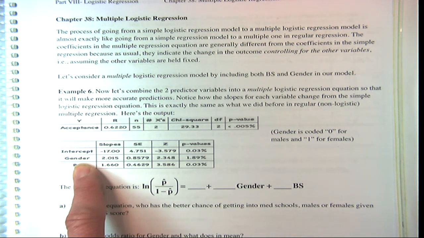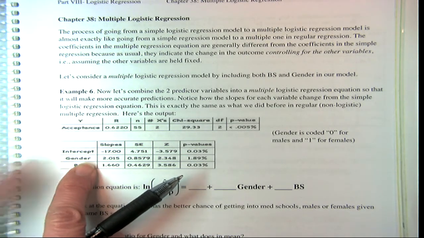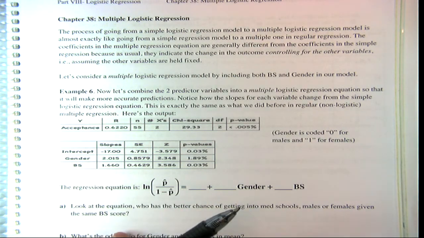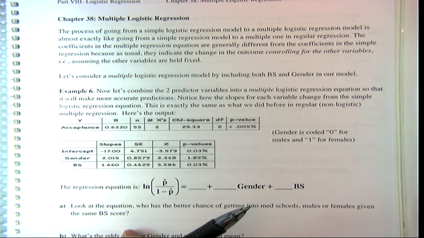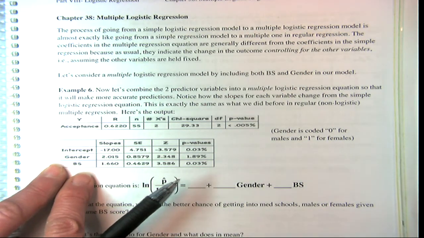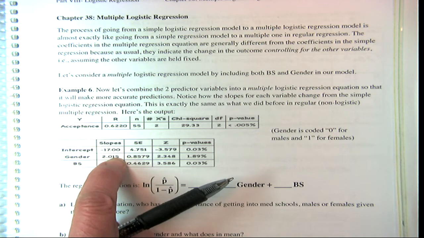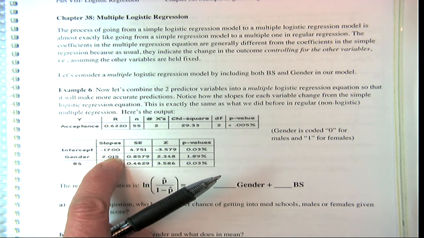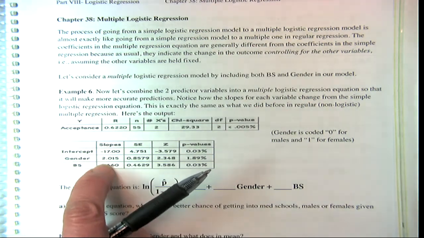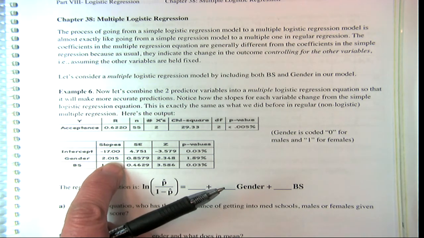So maybe it's just because when we did them separately, they're mixing. We can't tell whether females have a better chance of getting in because it's sex discrimination. Maybe they just have higher biological science scores. If we put them both into the same equation, the coefficient in front of females will tell us, for a male and female who have the same exact biological science score, is there an advantage to females? And when we look at this, we see, yeah, it's even more. It's higher than it was before.